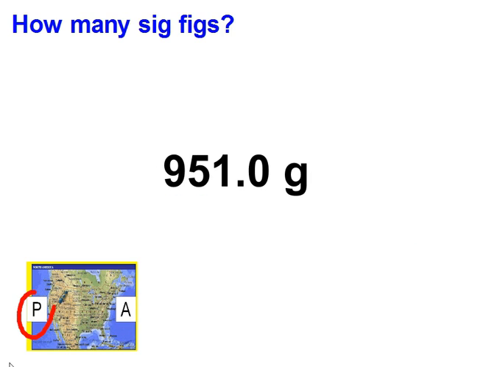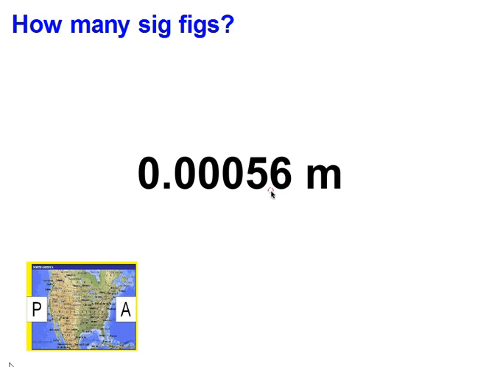The decimal point here is present, so we start counting from the Pacific. 1, 2, 3, 4 significant digits here. The 951 being the known digits and the 0 being the one estimate. Pacific, decimal point is present. Never start counting with a 0. There are two significant digits here.